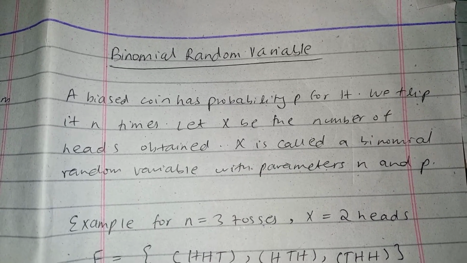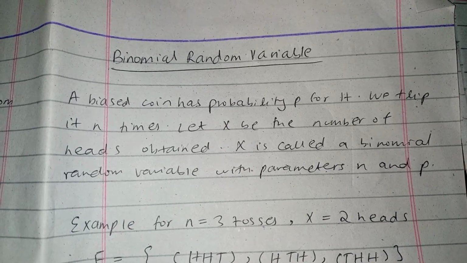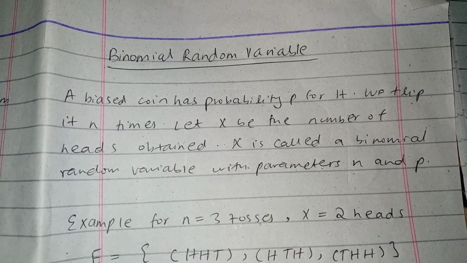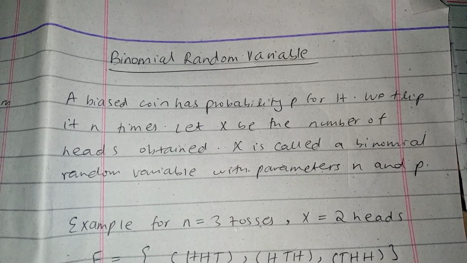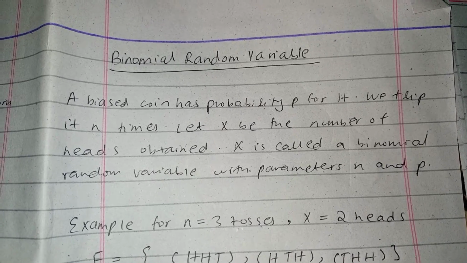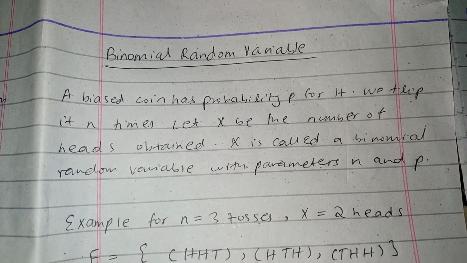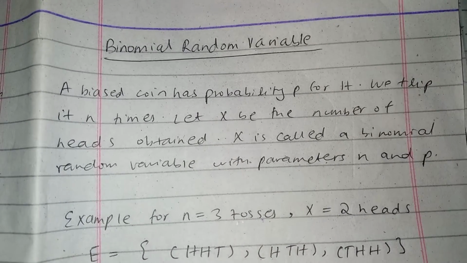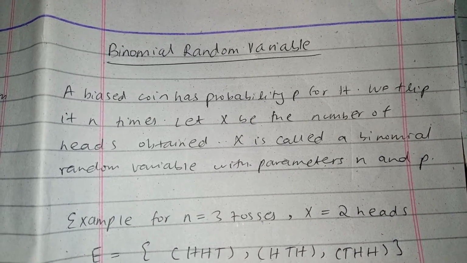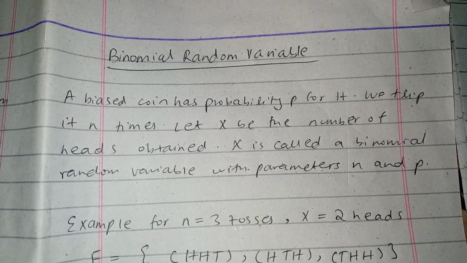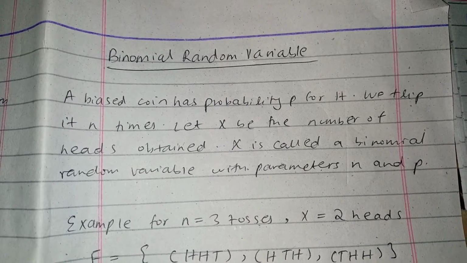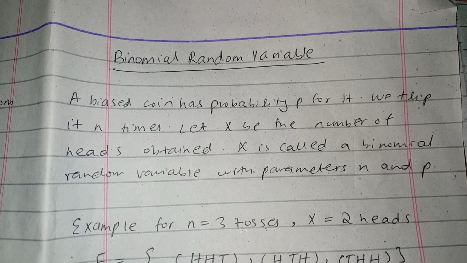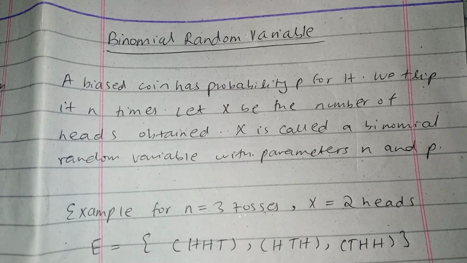So you must remember these terms: capital X is the number of heads obtained, n is the number of times we flip, and small p is the probability of obtaining a head. X is the binomial random variable for obtaining heads. So you need to know three terms here. Let's go for an example.